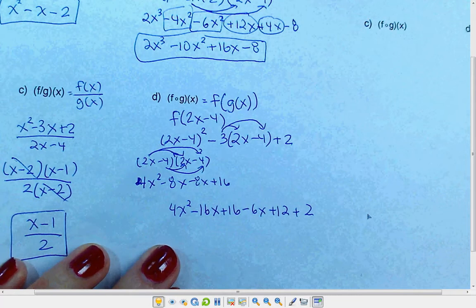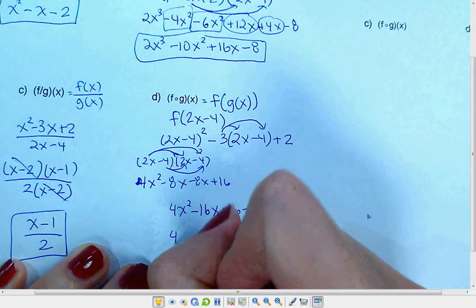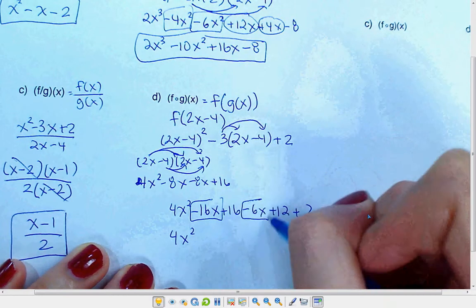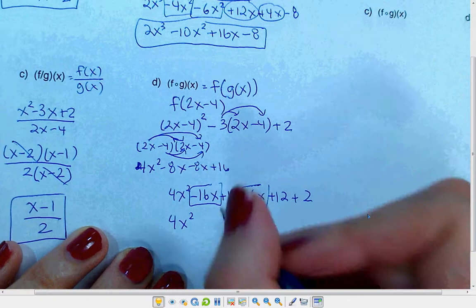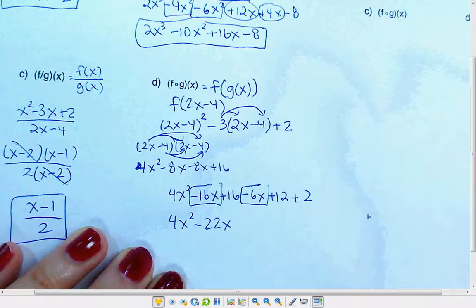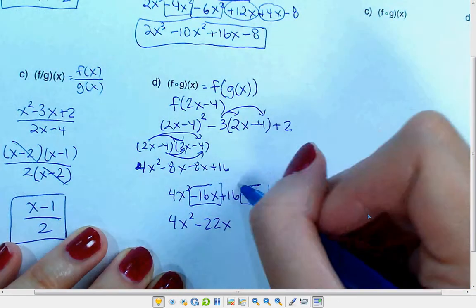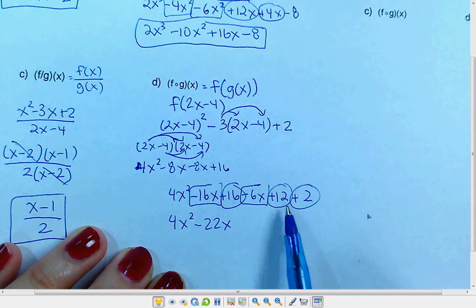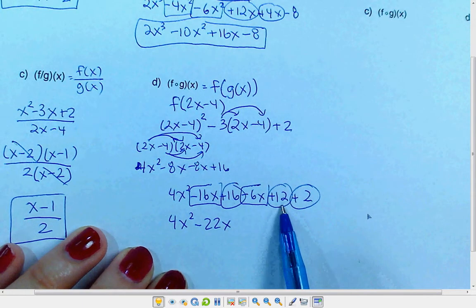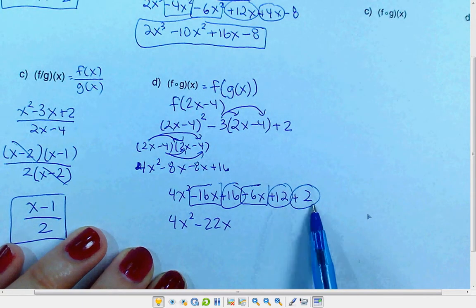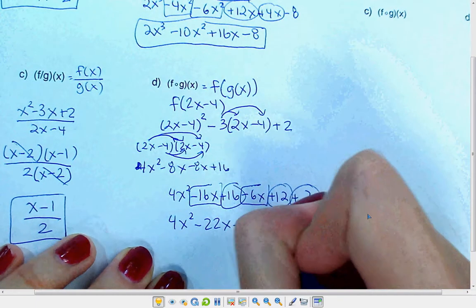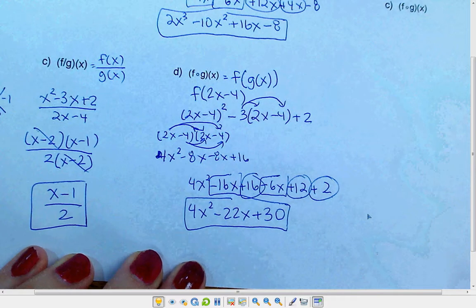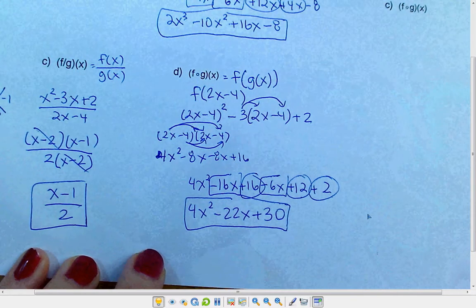So again, now I'm just going to combine like terms. So I have 4x squared. I have negative 16x and a negative 6x, which when I add together give me negative 22x. And then I have a positive 16, positive 12, and positive 2. So 16 plus 12 is 28, plus 2 gives me 30. And again, we don't need to FOIL this because there's nothing we can cancel out. So that's our answer.